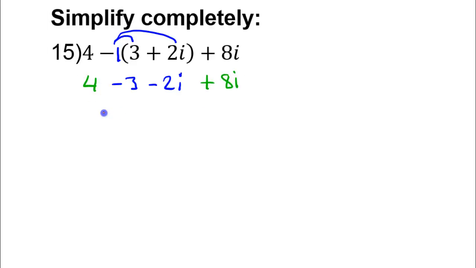At that point, it's time to combine like terms. So 4 minus 3 is 1. -2i plus 8i is 6i. So that leaves us with 1 plus 6i. So that's the answer to number 15.